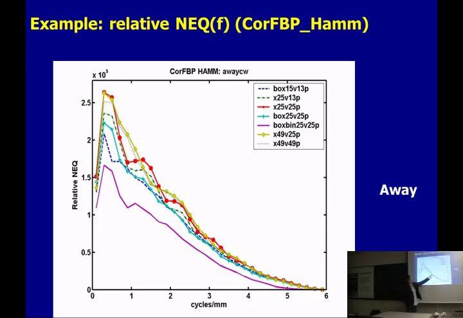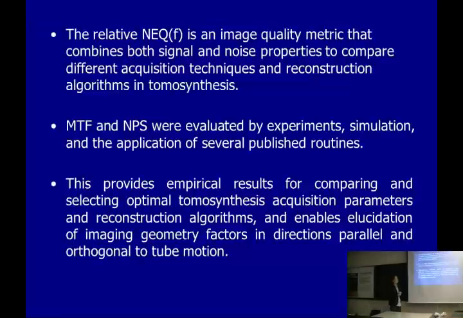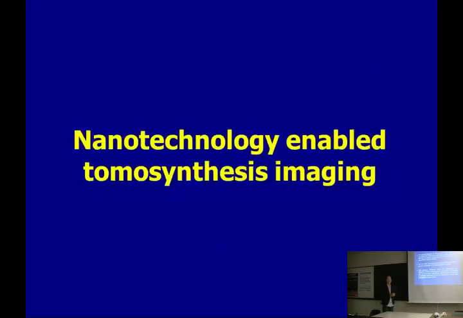And we can evaluate image quality. This is for filtered back projection, a single algorithm. We can compile all seven together to pick the best one to guide your image acquisition, and we can also compare different algorithms. Basically, NEQ is the image quality measurement method, a standard metric in the medical imaging field. We use this method to evaluate our image reconstruction and optimize the configuration. Okay, next I'd like to talk about carbon nanotube-based X-ray tomosynthesis imaging for breast cancer detection.